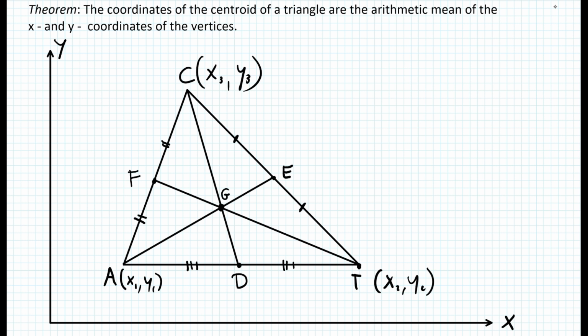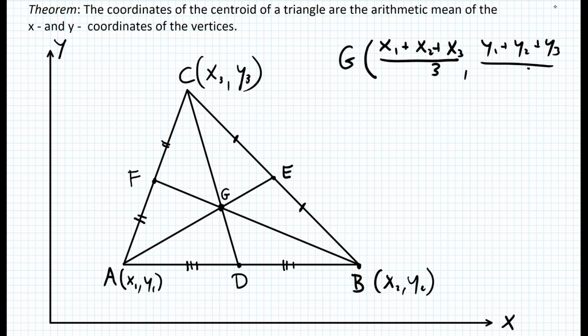Let's call it B here. It has a coordinate of x2, y2, and the coordinate at point C is x3, y3. So we're saying that the centroid G will have coordinates of (x1 plus x2 plus x3, everything over 3), comma, and then (y1 plus y2 plus y3, everything over 3). That's what we're trying to prove here, okay? So how do we do that?